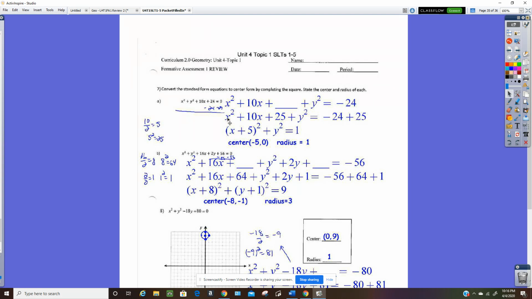And then you look at this perfect square trinomial. Square root of x squared is x. Square root of 25 is 5. Since this term is positive, you put a plus and then square that. And then y squared by itself equals 1. The center then is opposite of 5, which is -5. Nothing added or subtracted here, so the y value of the center is 0, and the radius is the square root of 1, which is 1.